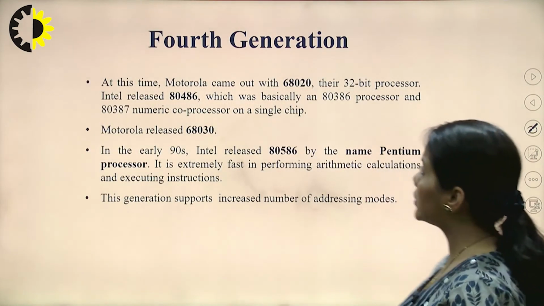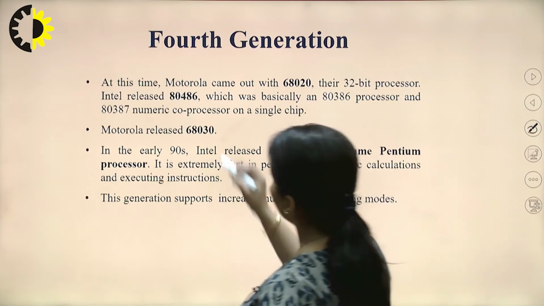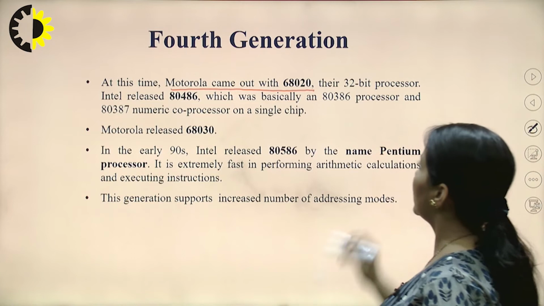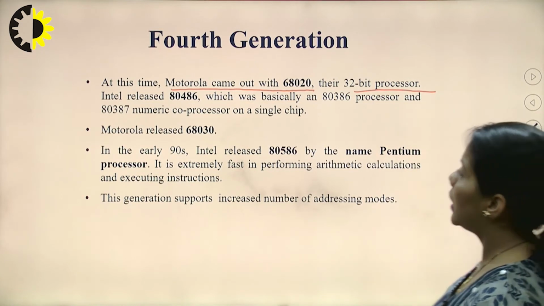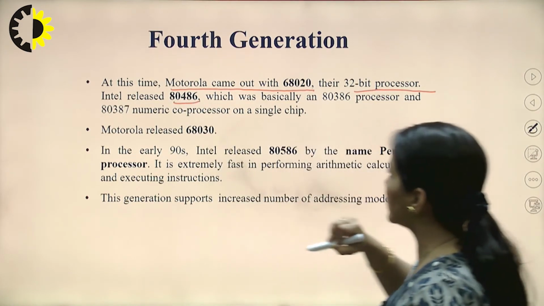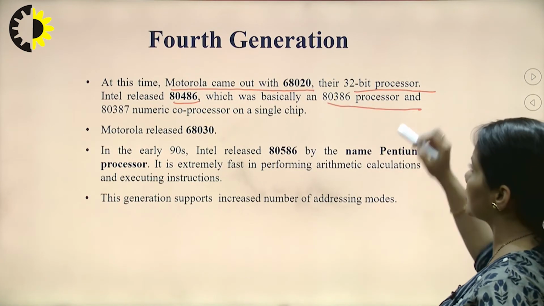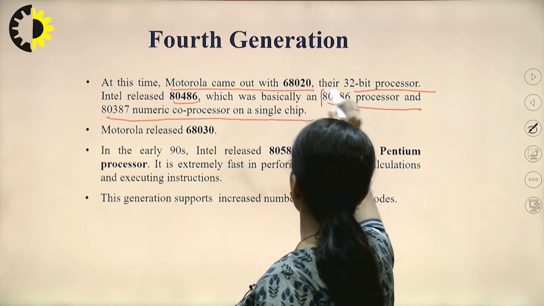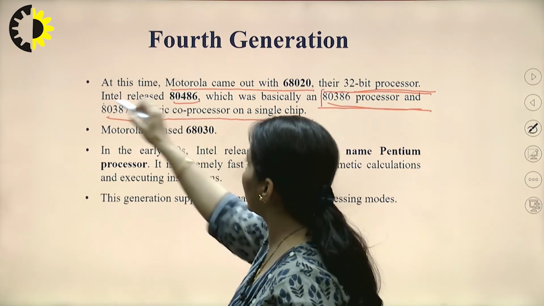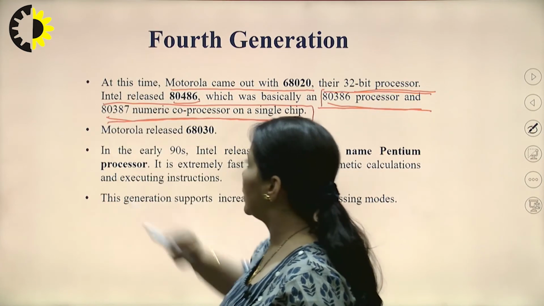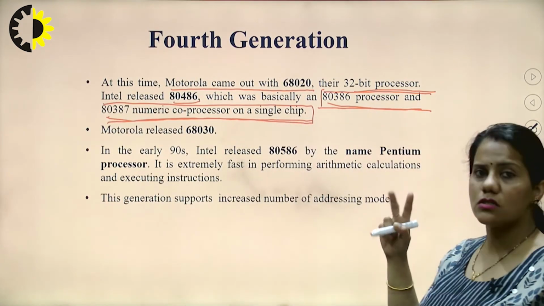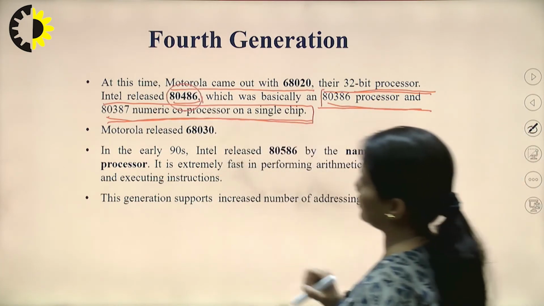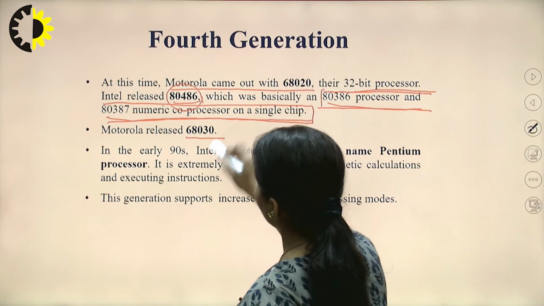So, in the fourth generation, a few examples that can be quoted here are: Motorola came out with the 68020. It was a 32-bit processor. Again, Intel released the 80486, which was basically an 80386 processor and an 80387 numeric coprocessor on a single chip. So, the functionality of these two together can be compared with the functionality of this single microprocessor. Motorola also released the 68030.